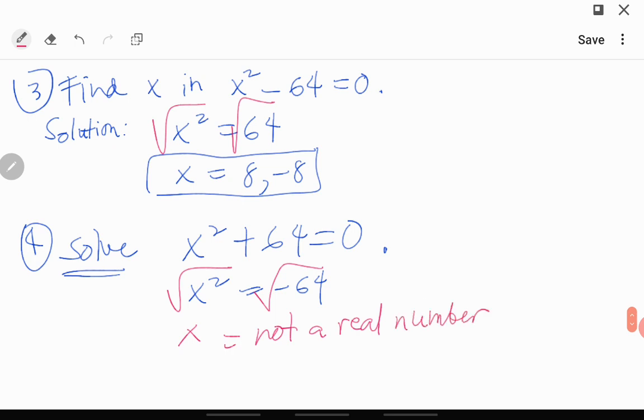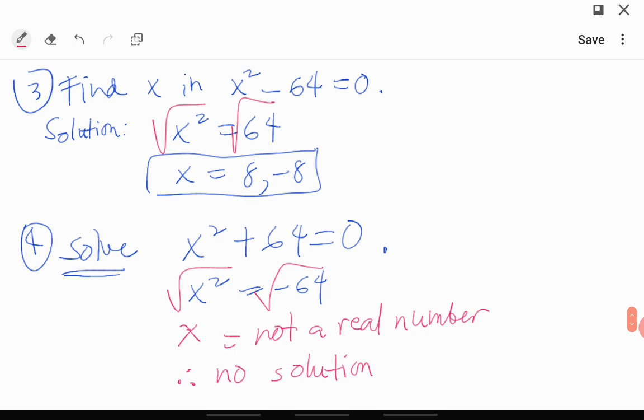So dahil not a real number, pwede mong sabihin na this problem has no solution. Therefore, no solution. Walang value o walang real value ang x. Okay, madali lang. Paano identify na no solution? Pag may square root of a negative number, okay?